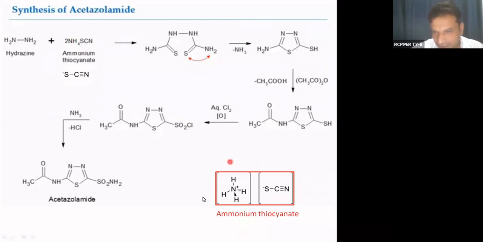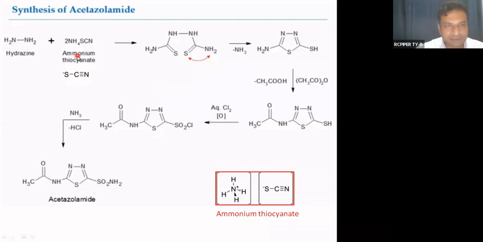Now ammonium thiocyanate, the Lewis structure is like this. This is an ammonium ion which is having positive charge since nitrogen is attached from four sides. And this is thiocyanate. S single bond C triple bond N. Okay, and sulfur is having negative charge. So this is ammonium thiocyanate. The Lewis structure of ammonium thiocyanate is very important to understand so that we can imagine what exactly is happening in this reaction of hydrazine and ammonium thiocyanate.